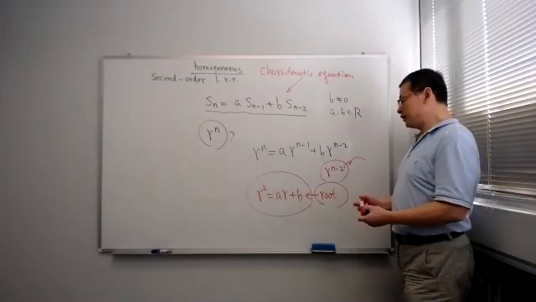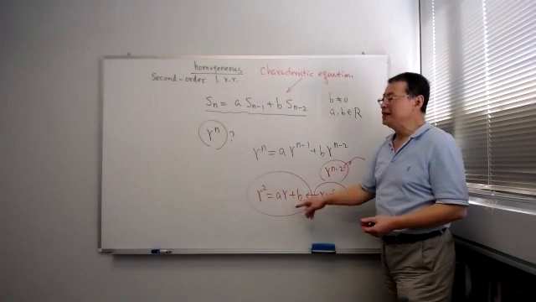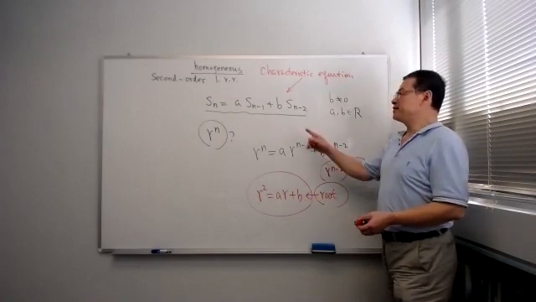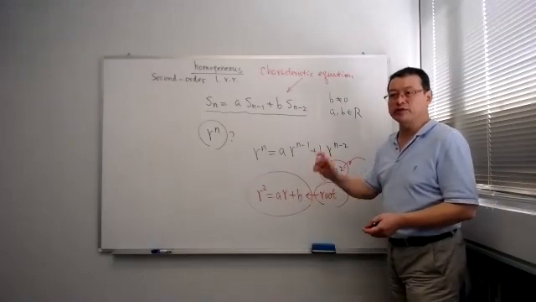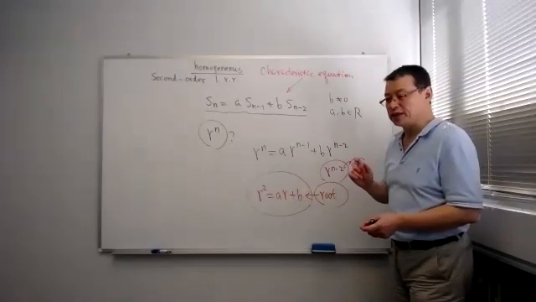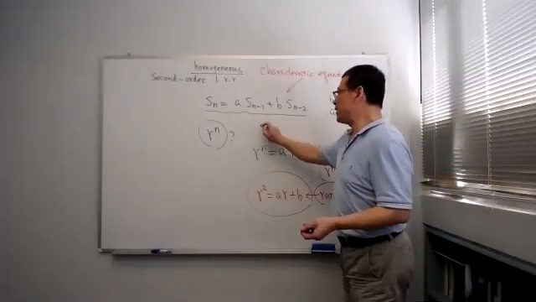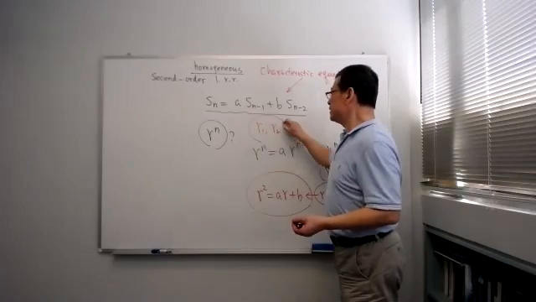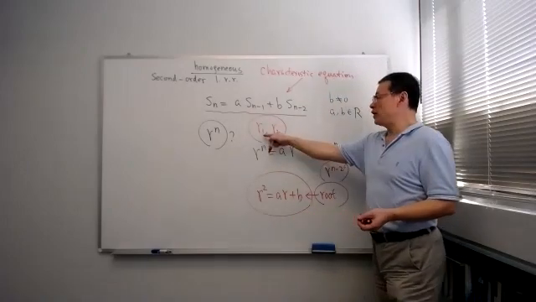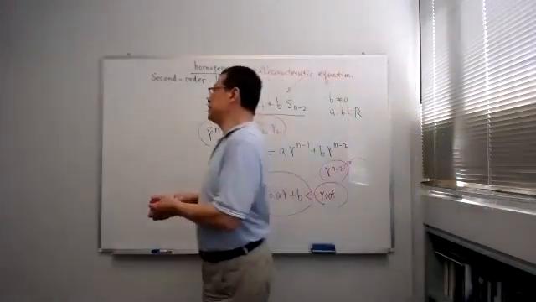So the solution will be related to the roots of this characteristic equation. We first need to find the roots of the characteristic equation, then obtain the solution of the recurrence. Remember, this is a quadratic function. It always has two roots. It can have two identical roots or two different roots. So we will have two roots, r1 and r2. Then the solution depends on whether these two roots are identical or not.